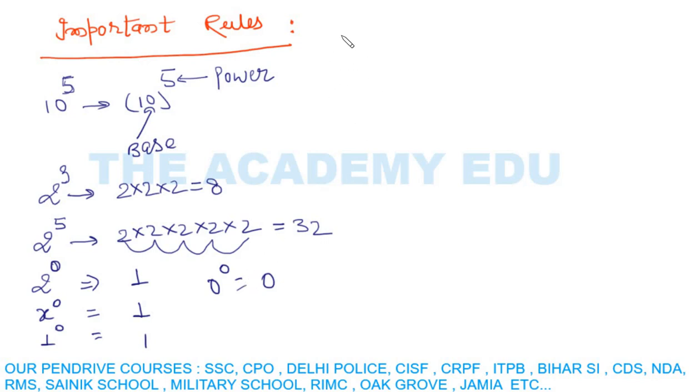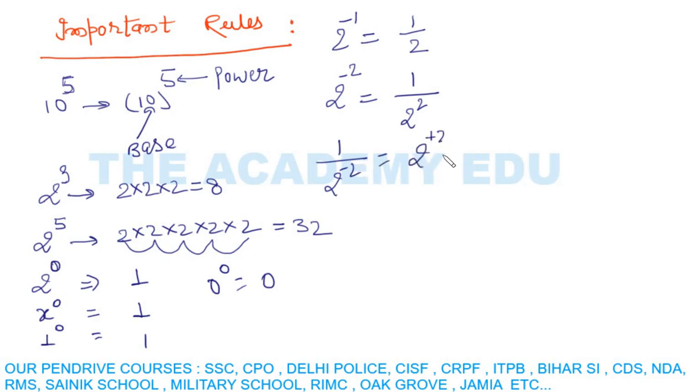Similarly, if I write 2 raised to the power minus 1, how will I write it? 1 upon 2. Suppose it is 2 raised to the power minus 2. What will I write? 1 upon 2 raised to the power 2. So minus means it can be written as 1 upon. Suppose it is 2 raised to the power minus 2. Again, how can I write it?